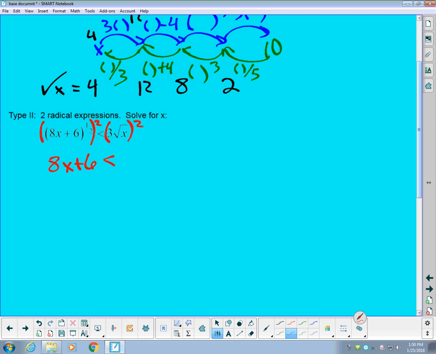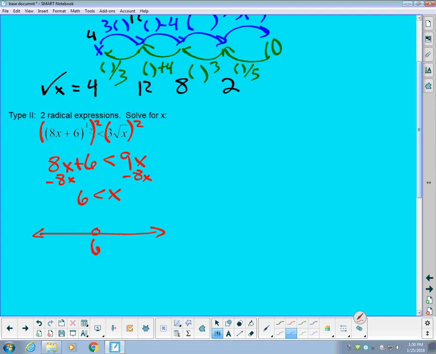It says that is less than, if I square these, the 3 gets squared and becomes a 9, and the square root of x squared is an x. And so if I subtract 8x from both sides, I get 6 is less than x. So I know that I've got a point at 6.